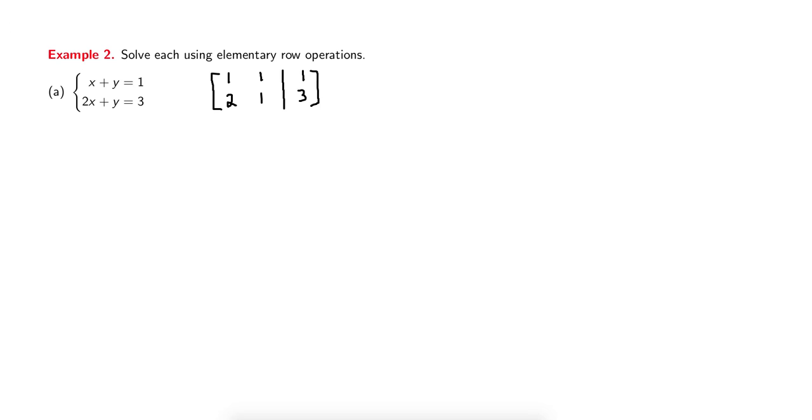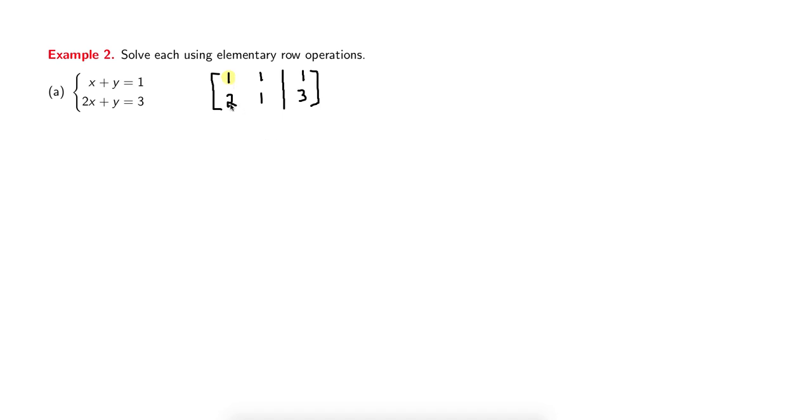We first want to start by getting this value in the upper left equal to 1. Well, the good news is it already equals 1, so we don't have a whole lot of work to do. If it didn't equal 1 and we couldn't switch it with another row, then we would just multiply every number in that first row by the reciprocal to get it equal to 1. But we don't have to worry about that here.